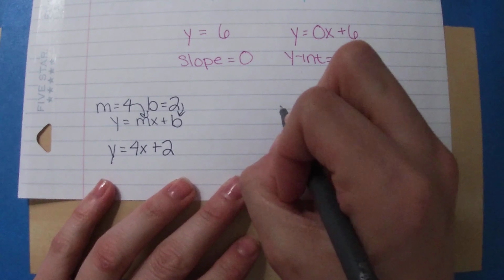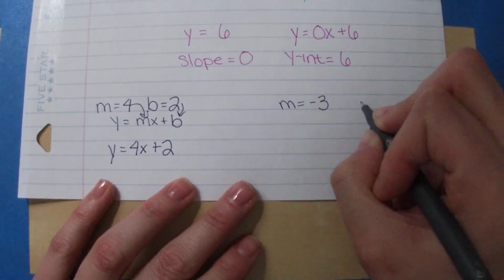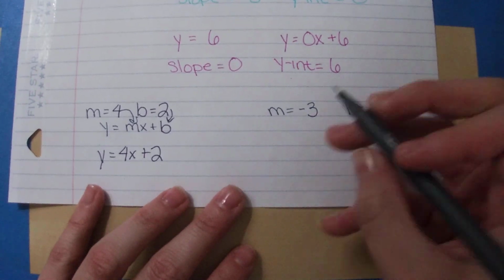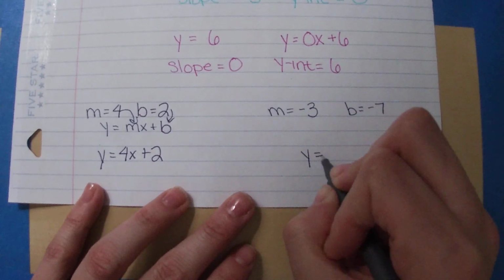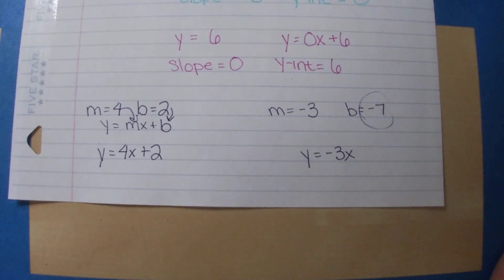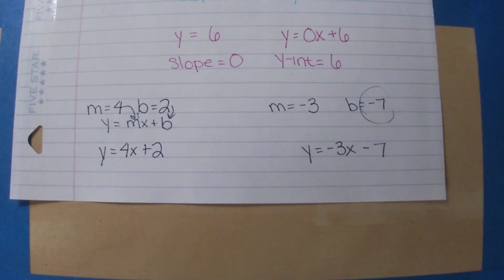Okay, or if I have m equals -3 and b equals -7, I could say y equals -3x. Now this is a negative, so I wouldn't want to say plus 7. I would want to say minus 7. Okay, so we can identify them super easy either way. We can go back and forth.